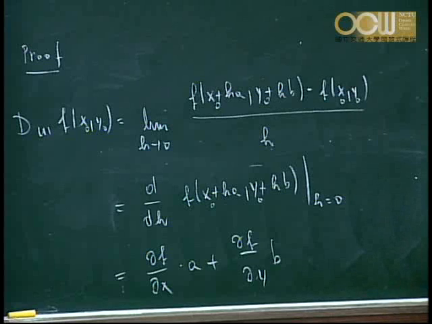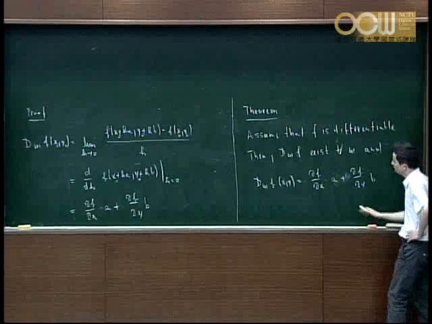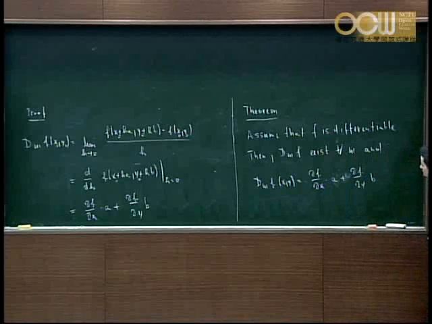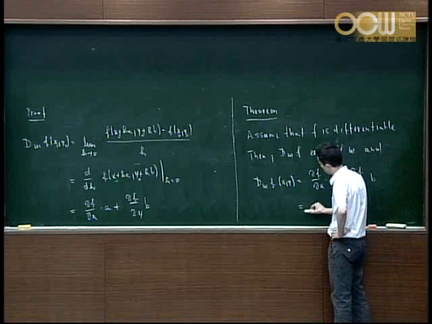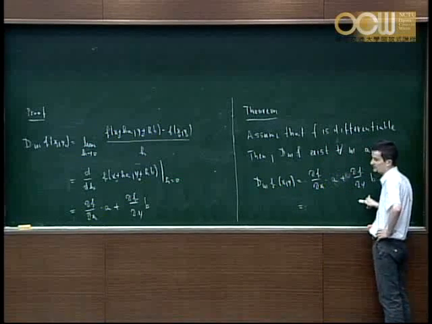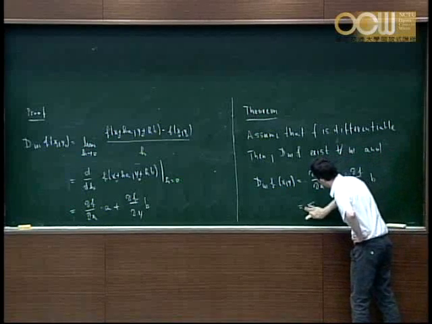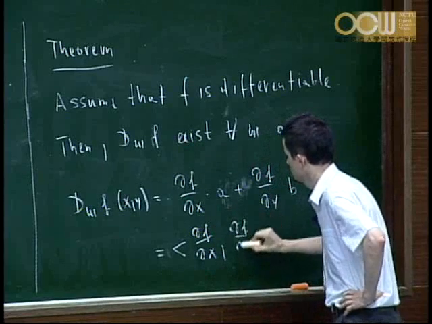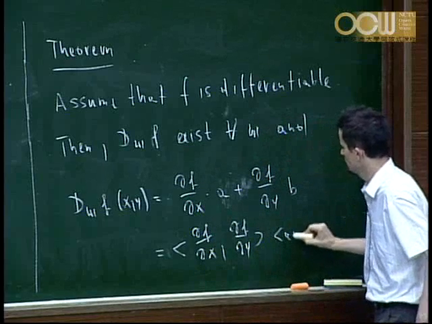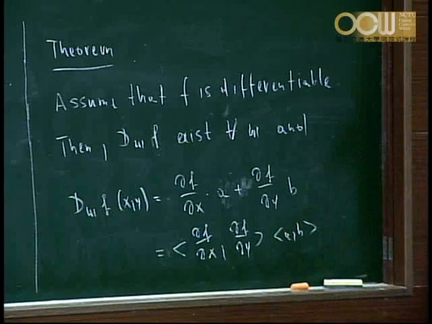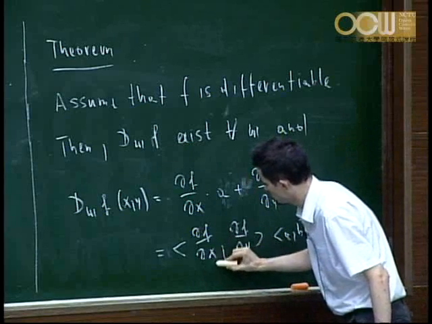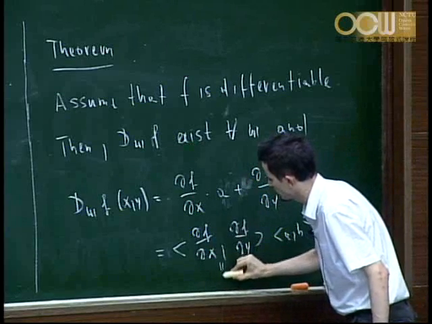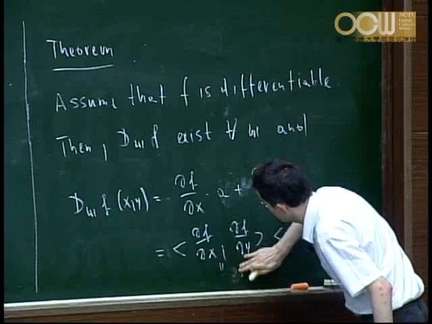Because of this easy formula, we use a notation which you might have seen already in other classes. We can write this as an inner product of this vector with this vector, and for this vector you might know we have a special notation. This is called the gradient of f.